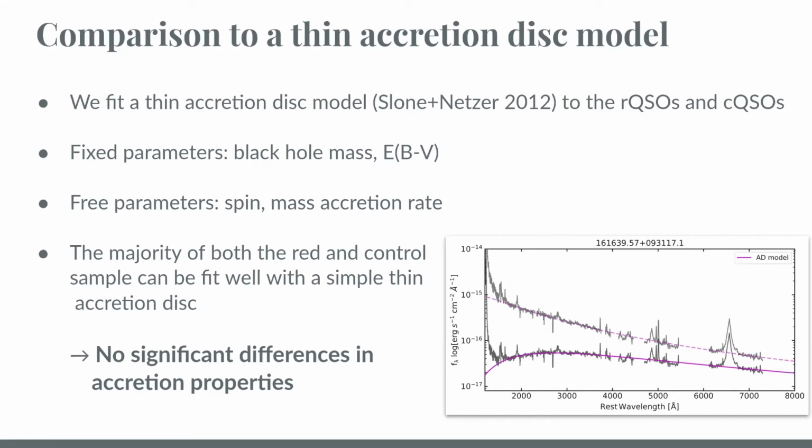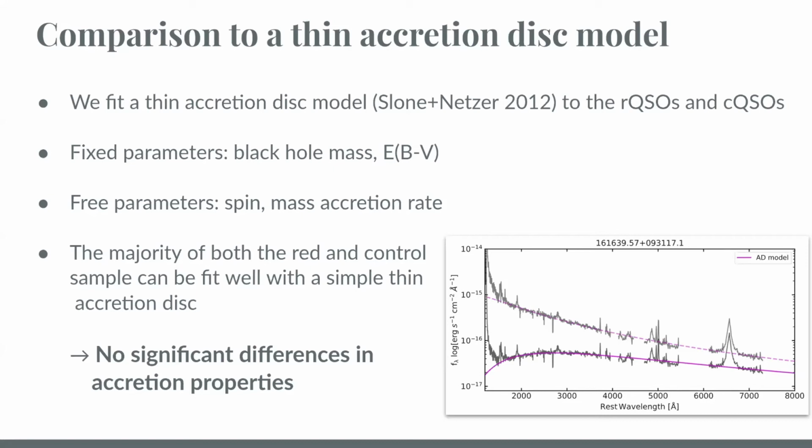And then we leave spin and mass accretion rate as free parameters. What we find is the majority of both the red and the control sample can be fit very well with just a simple thin accretion disk. This suggests there's no significant differences in the accretion properties. Even comparing the best fit spin and mass accretion rate parameters, we don't find any difference between the two samples. So the accretion properties are not what is driving the differences in the radio results.